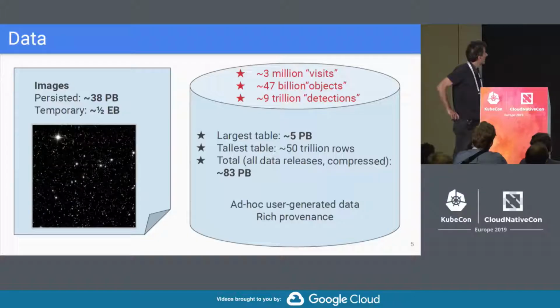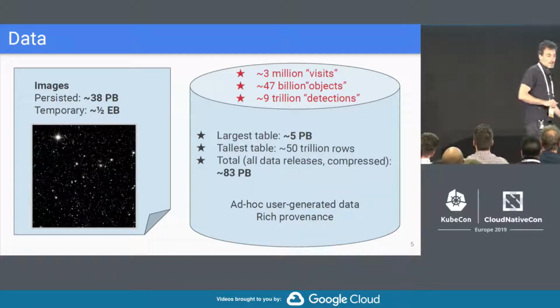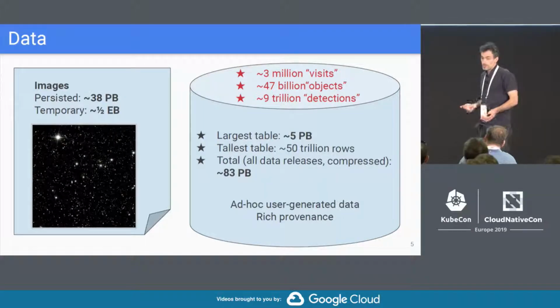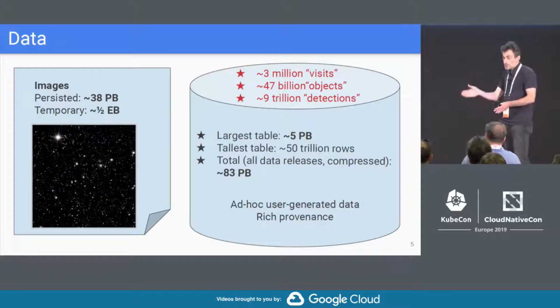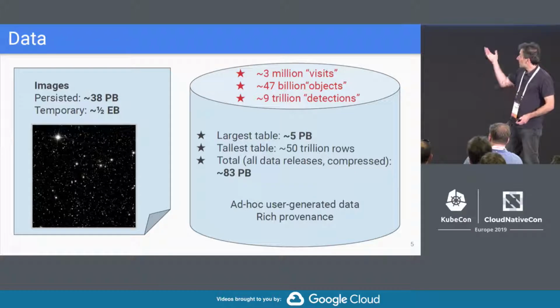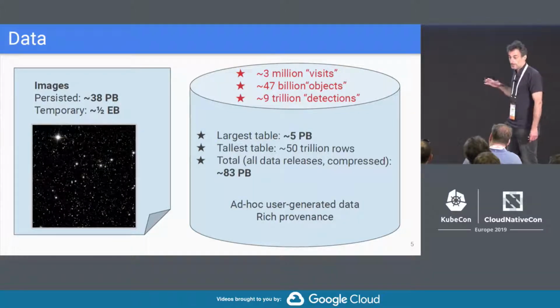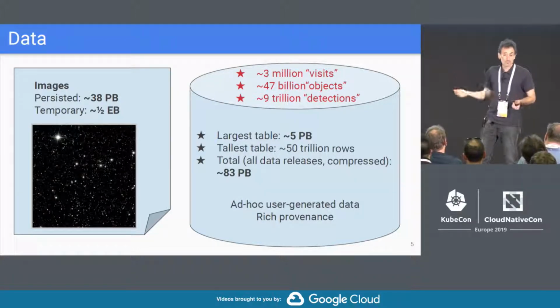So there is the data, so the images, okay? It will be 38 petabytes of persisted images we will back up, and we will generate half an exabyte of images, because we need to do co-addition, okay? In order to discover stars or galaxies which are not on any single image, we co-add the images. We co-add them if they are on the same region of the sky. So this reduces the noise, okay? And you can also discover new objects that are on no single image. It's like if you take a photo with a longer exposure.